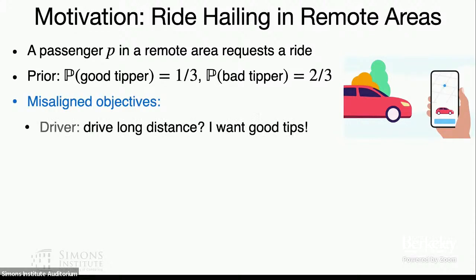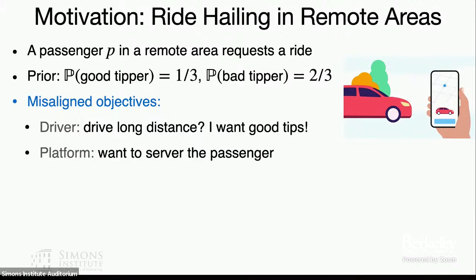Now, for this setting, the driver and the platform have misaligned objectives. The driver wants good tips, so she only wants to come to Berkeley to pick up the passenger if she gets a good tip. But the platform wants to serve the passenger because the platform is essentially a matchmaker, and the platform gets a service fee if the passenger and the driver are matched.